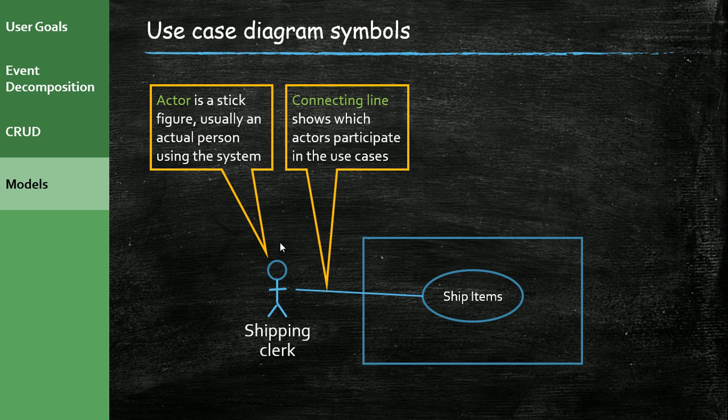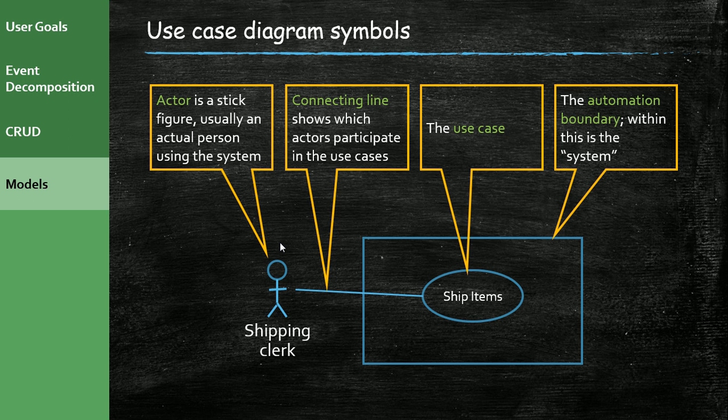Each one of those actors is going to have connecting lines that show how they participate in the use cases. So it's going to connect to a use case. Your use cases are going to be written in little ovals inside your use case diagram. So for all those use cases we identified, you're going to have an oval that has the use case label. And then finally, you get your automation boundary, which shows the actual system. So you have a box. Inside your box, you've got all these ovals. All the ovals are the things that the system is going to do. Outside that box, or outside your system, are the people that are interacting with the system.